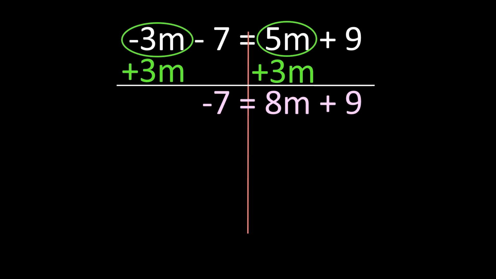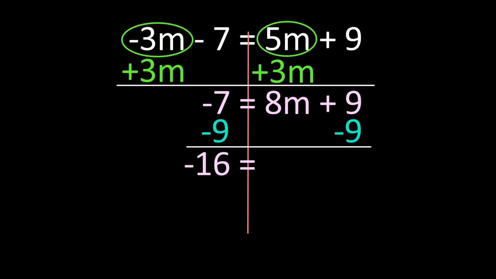Our next step is to, of course, get to where we have our variable completely isolated, which means we need to be subtracting 9. If I subtract 9 from the right, I have to subtract 9 from the left. Negative 7 minus 9 is negative 16. 8m, I haven't done anything else with a variable, so it is still there. And 9 minus 9 is 0, so I have negative 16 equals 8m.